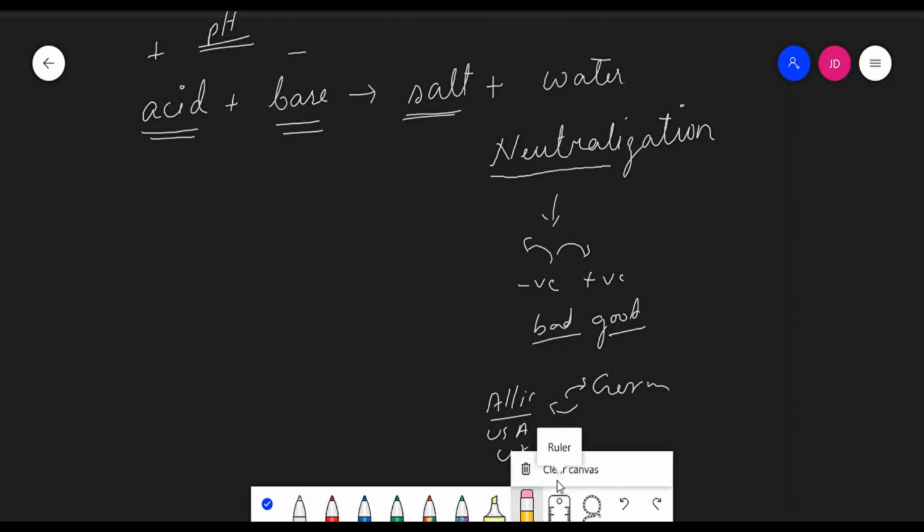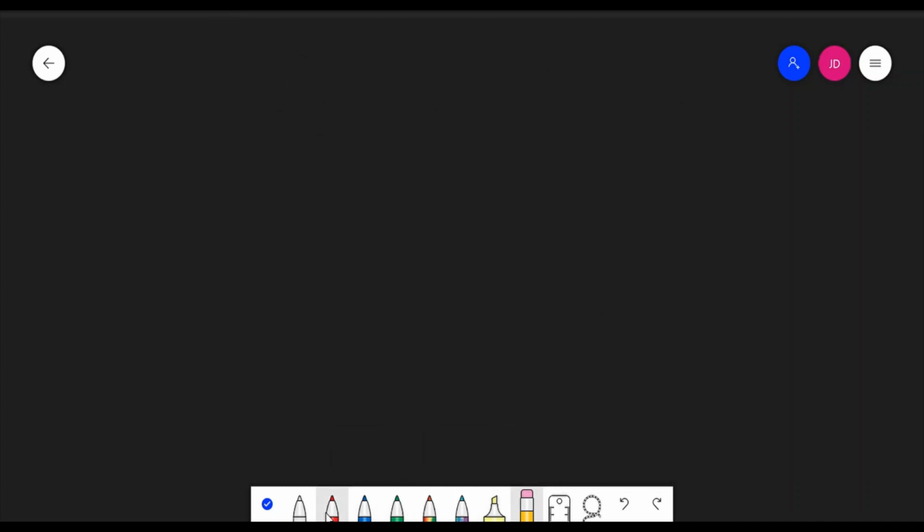So if this is clear, let us go to the next topic. Our next topic will be, what will happen if we react our acid with something called metal oxides? Obviously, acid present means salt, plus what else we're going to get.